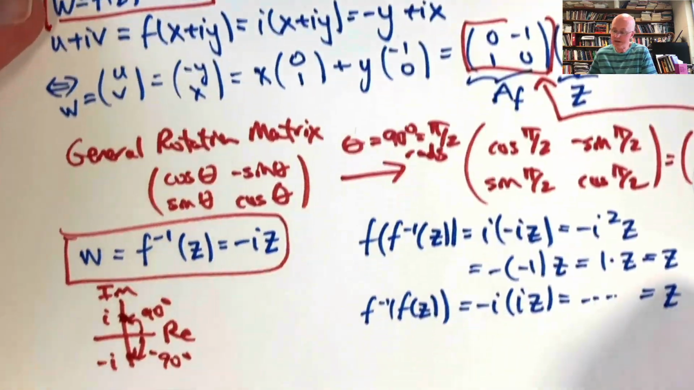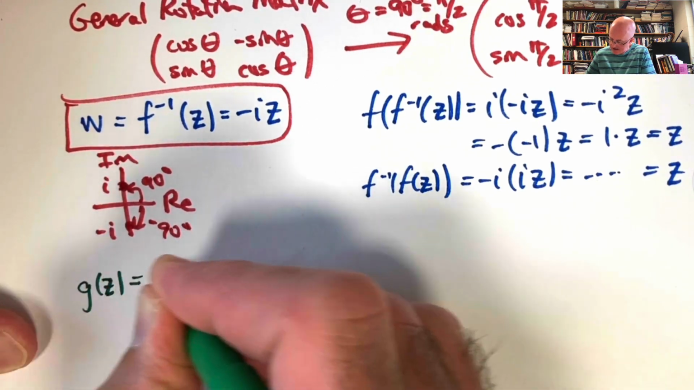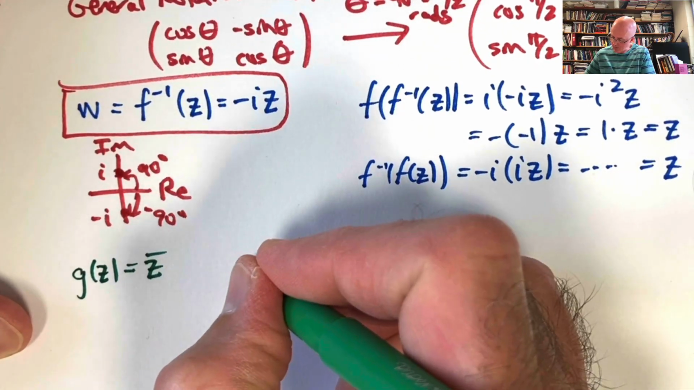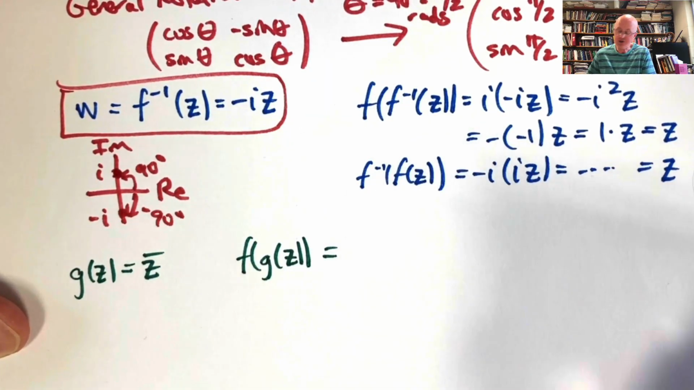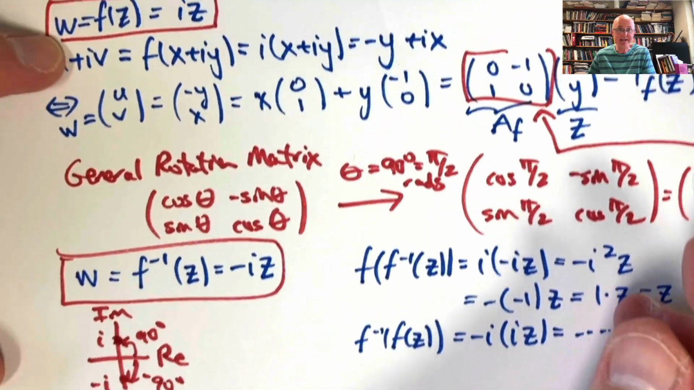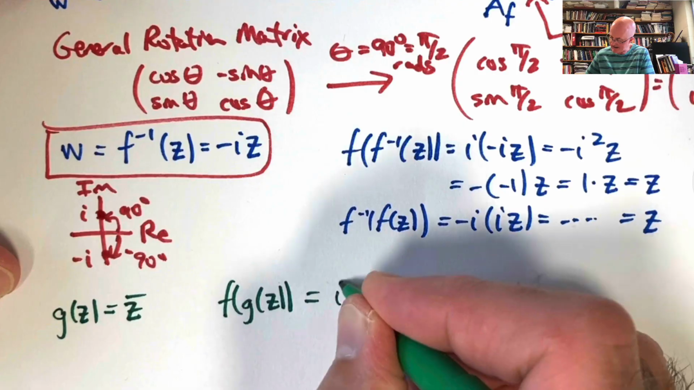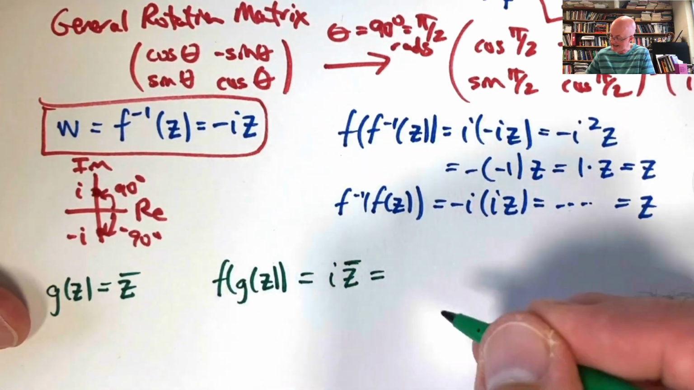We could combine this with complex conjugation. We could let g of z be, for example, z bar. We could ask, what does it mean to compose f of g of z, and what's the geometric effect of that? f of z again takes i times the input, so here this is going to take i times z bar. That's going to be the formula for this in terms of i and z.